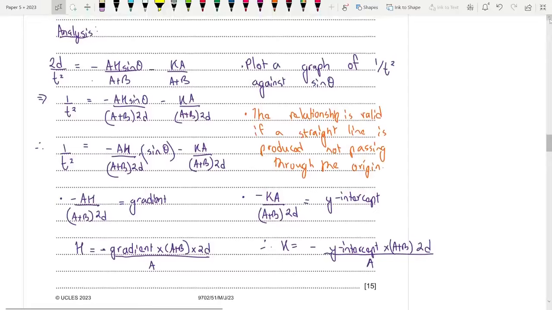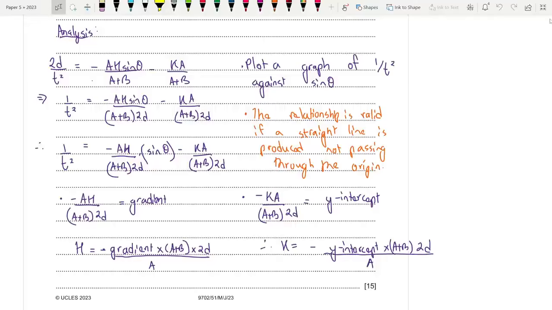So I did the analysis on the left hand side over there. Plot a graph of 1 by t square against sine theta. The relationship is valid if a straight line is produced not passing through the origin. It's orange because it's an additional detail. You can only write 6 out of 10. If you write more, there's no problem, but you won't get extra marks.